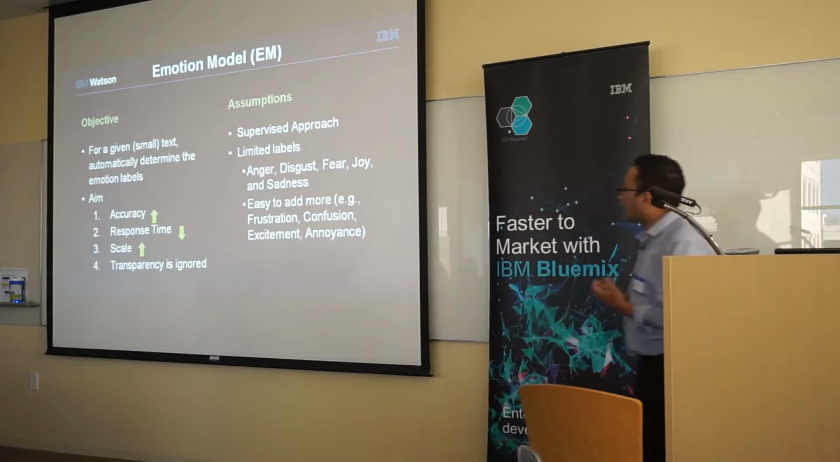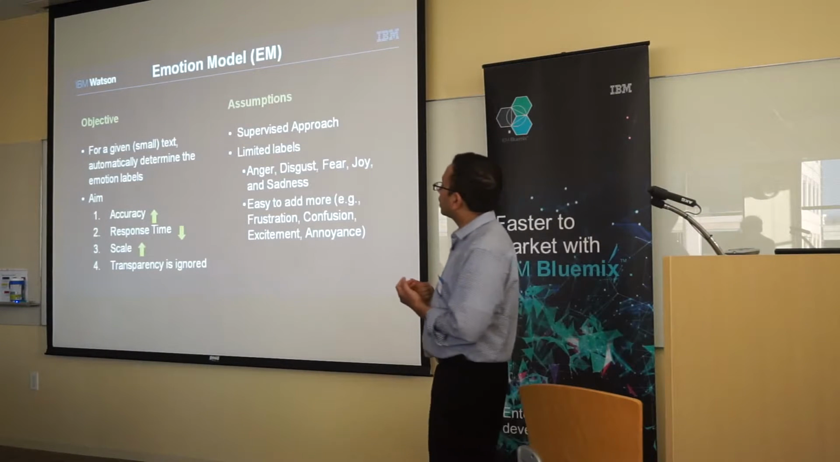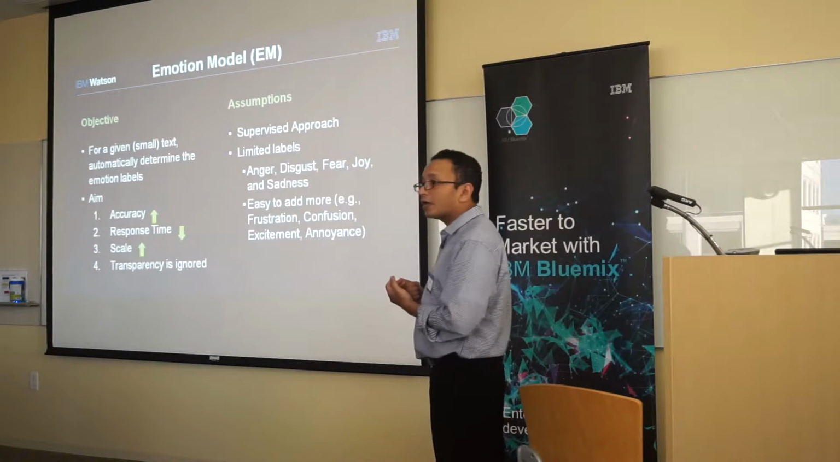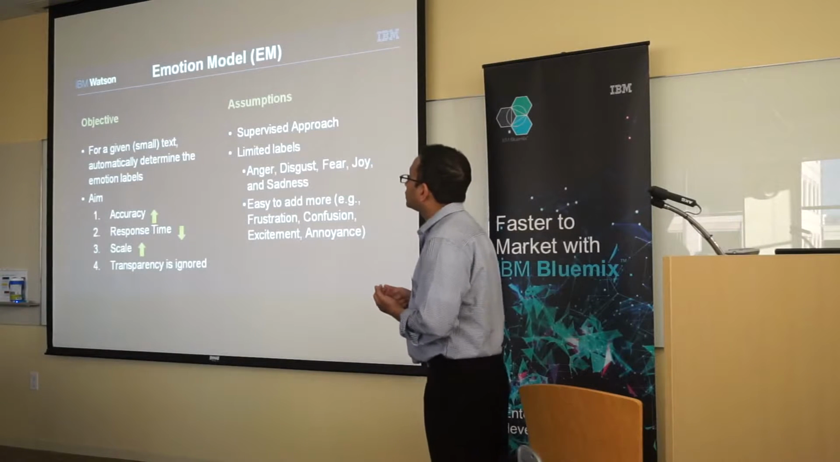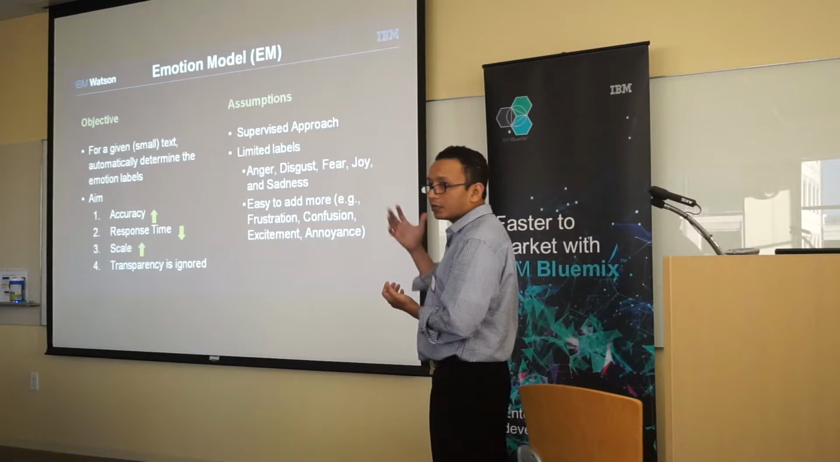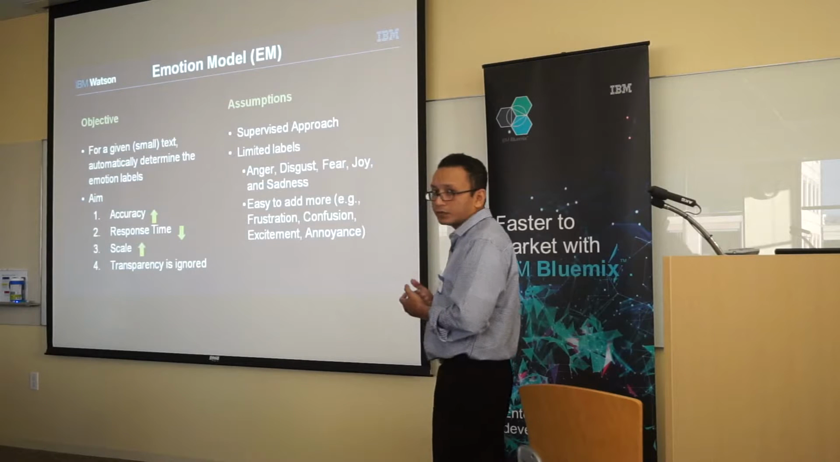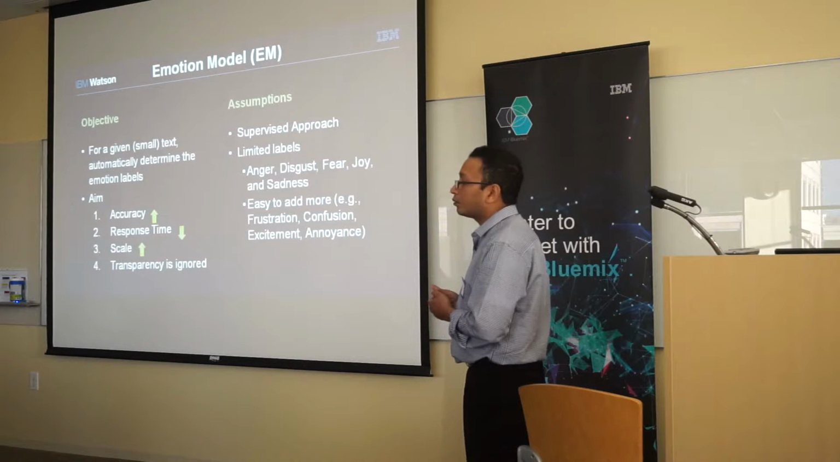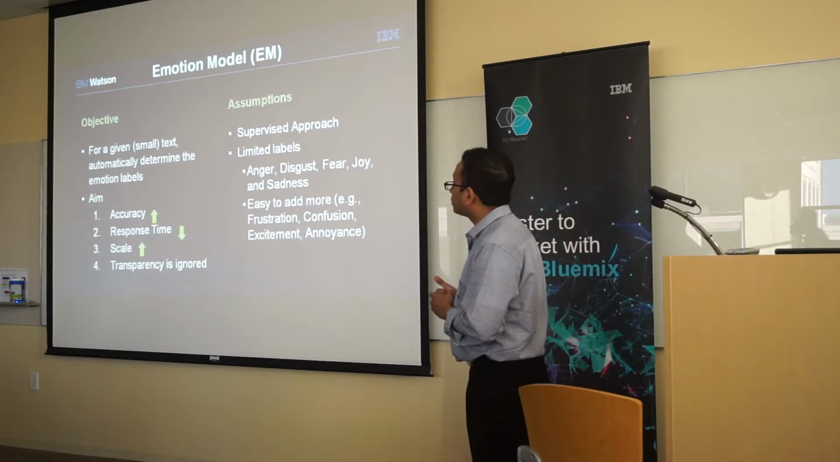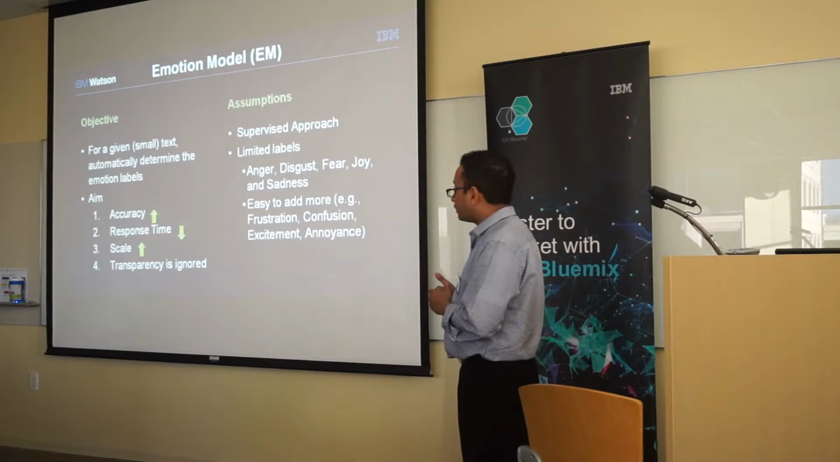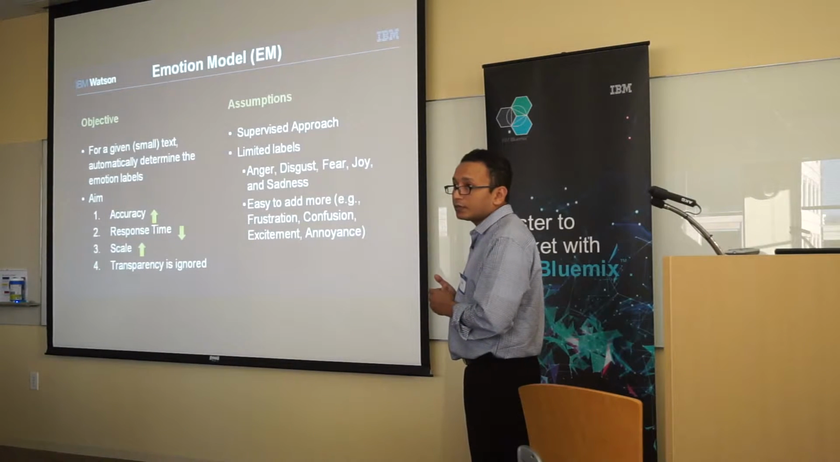So the aim to develop an emotion model is that we want high accuracy, and we want short response time, because this kind of service will be useful in a real world scenario. So response time needs to be fairly short. Scale: it needs to be scaled.